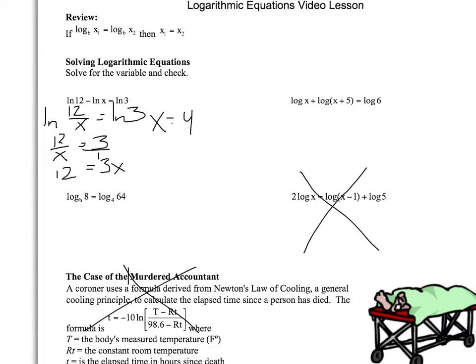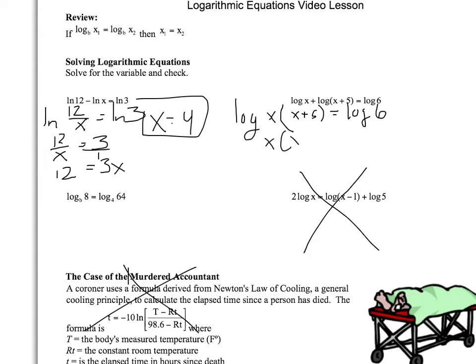And you can always check these in your calculator. The way you check is to type a 4 into the original problem and just make sure the left side equals the right side. Let's move over to the one on the right hand side. It is combined by addition. To condense addition, we will condense it down to multiplication. So it's going to become log of x times x plus 5 equals log 6. They are both log with a base 10, so you set your other pieces equal. X times x plus 5 equals 6.